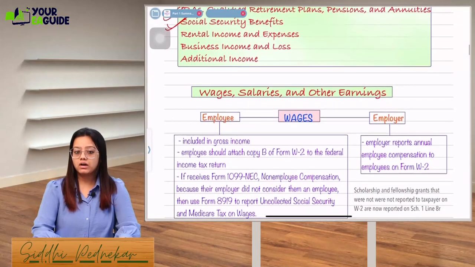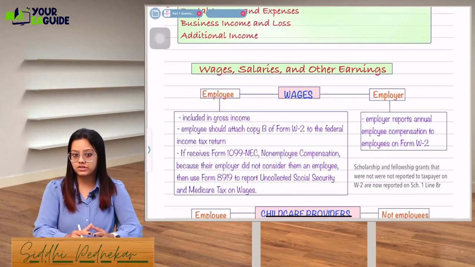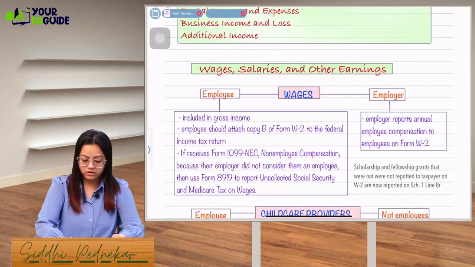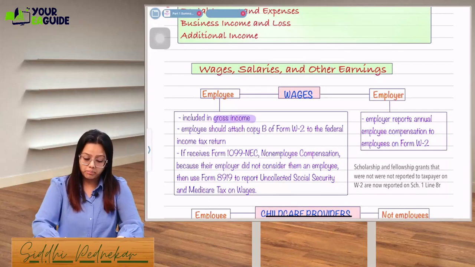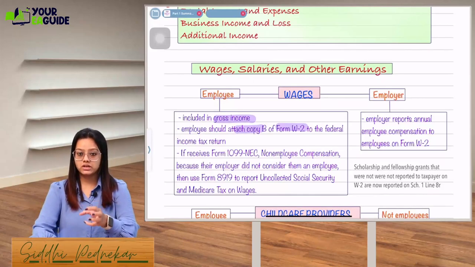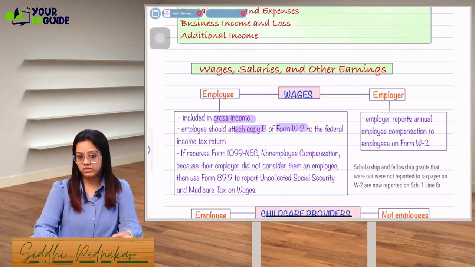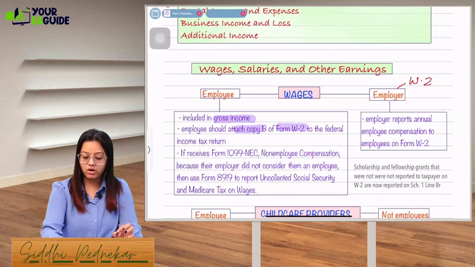If you are earning a wage income, then whether it's going to be taxable in your tax return or not, being an employee, it will be included in your gross income. Okay, an employee should attach copy B of form W-2 to the federal tax return. The employer, when they pay the wages to the employee, obviously will be reducing certain taxes in the form of payroll tax and all, right? So the employer is going to file a W-2 form with IRS.